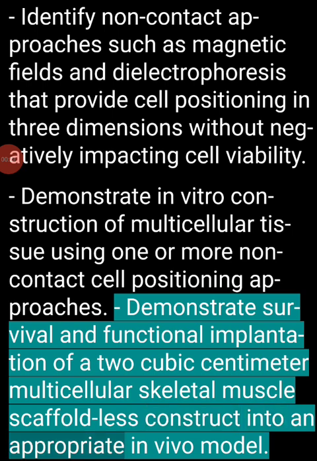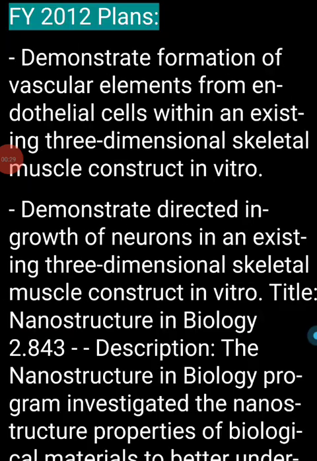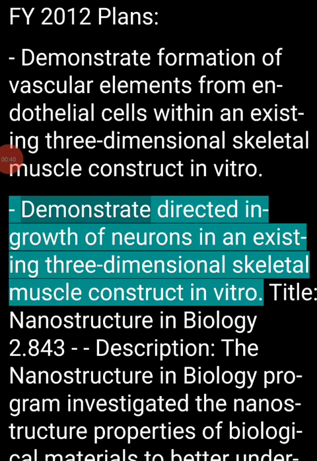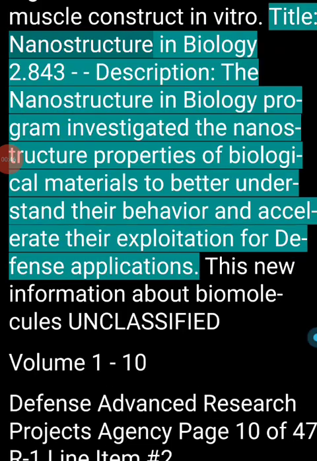Construct into an appropriate in vivo model. FY2012 plans: Demonstrate formation of vascular elements from endothelial cells within an existing 3-dimensional skeletal muscle construct in vitro. Demonstrate directed ingrowth of neurons in an existing 3-dimensional skeletal muscle construct in vitro. Title: Nanostructure in Biology, 2.843.